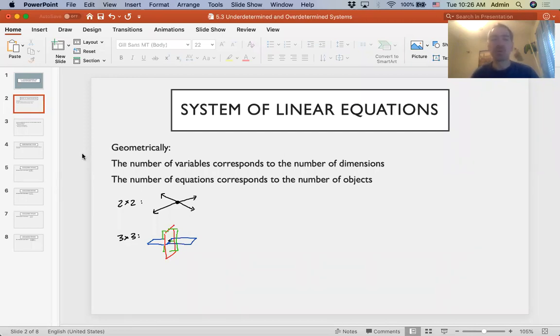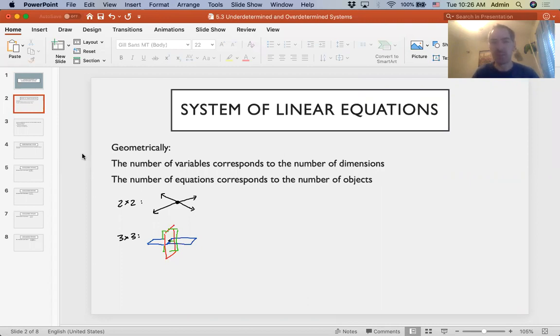Section 5.3, we're continuing our study of systems of linear equations and how to use matrices to solve these systems of equations. These are special cases where we can have an overdetermined system or an underdetermined system. And that has to do with the number of variables and the number of equations that we're working with.